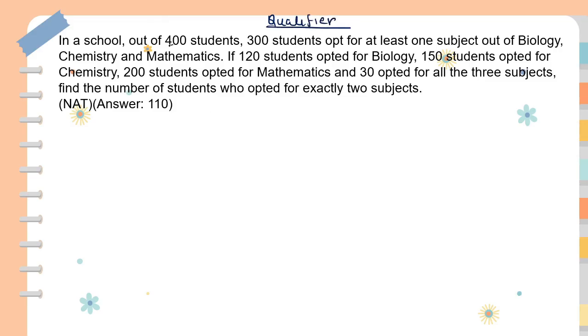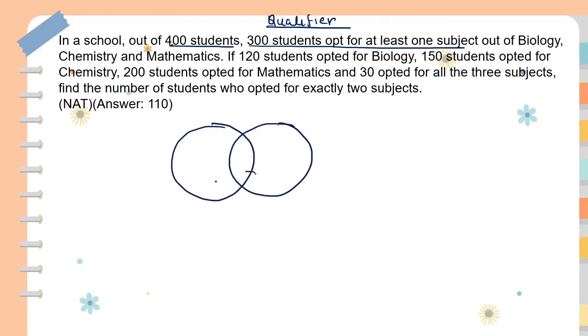So in a school, out of 400 students, 300 students opted for at least one subject. I don't know whether this particular question was asked in the qualifier or not, so I think it was asked. So out of 400 students, 300 students opted for at least one subject out of bio, chemistry and mathematics. So let me write here. So this is bio, this is chemistry, and this is maths, okay. So 300 students opted for at least one subject.